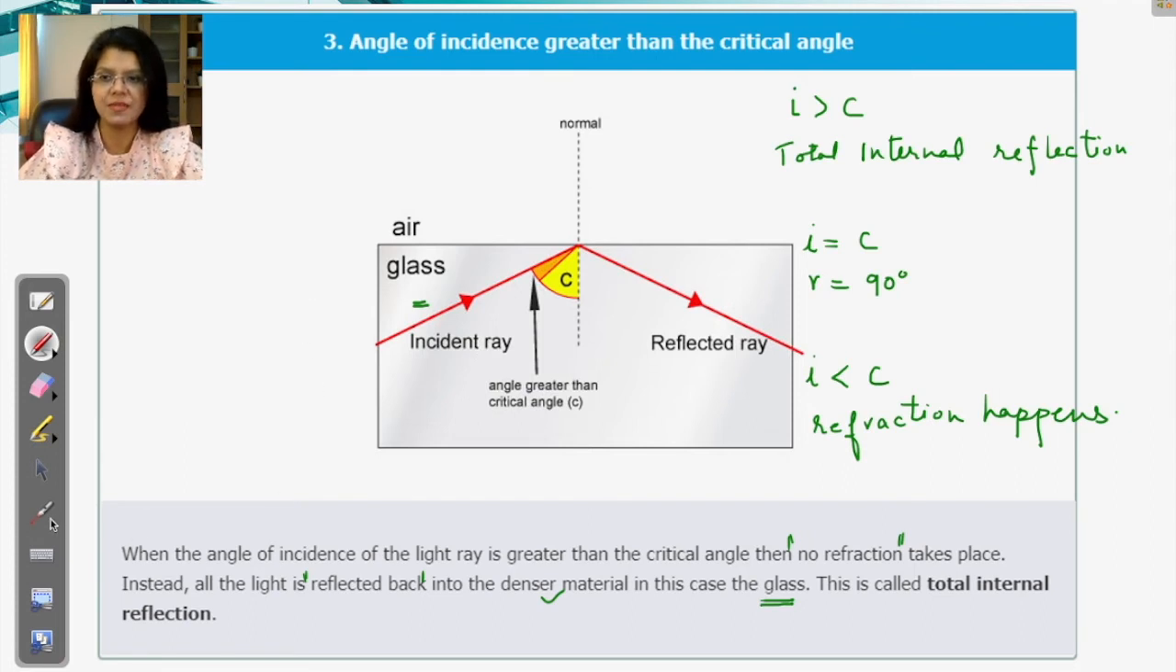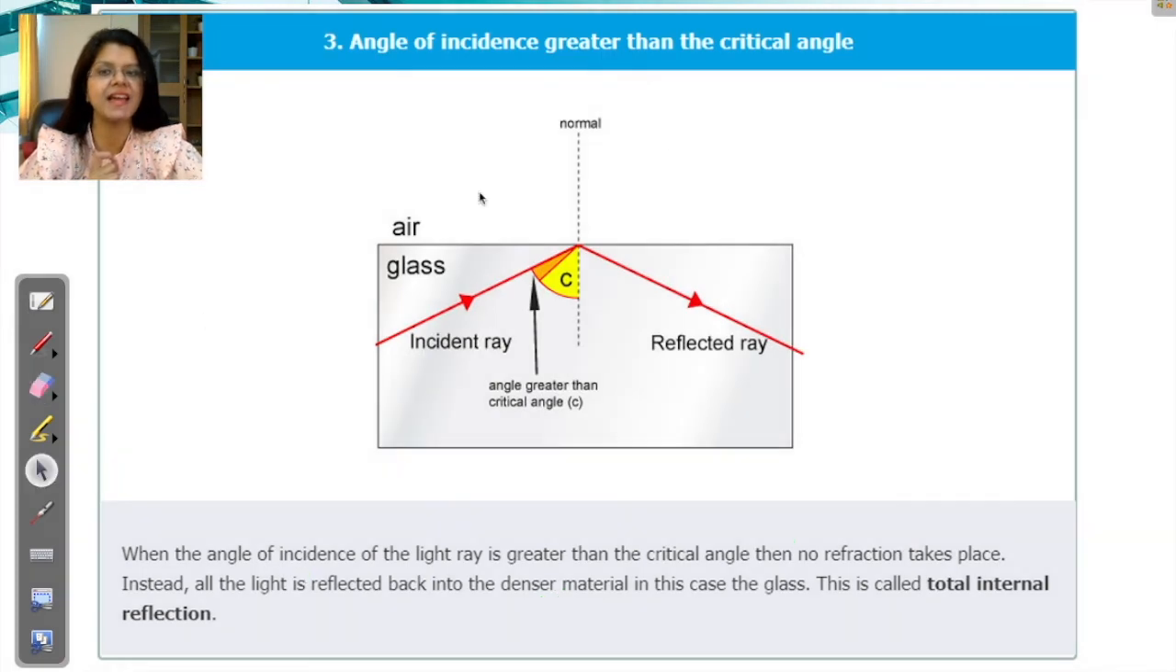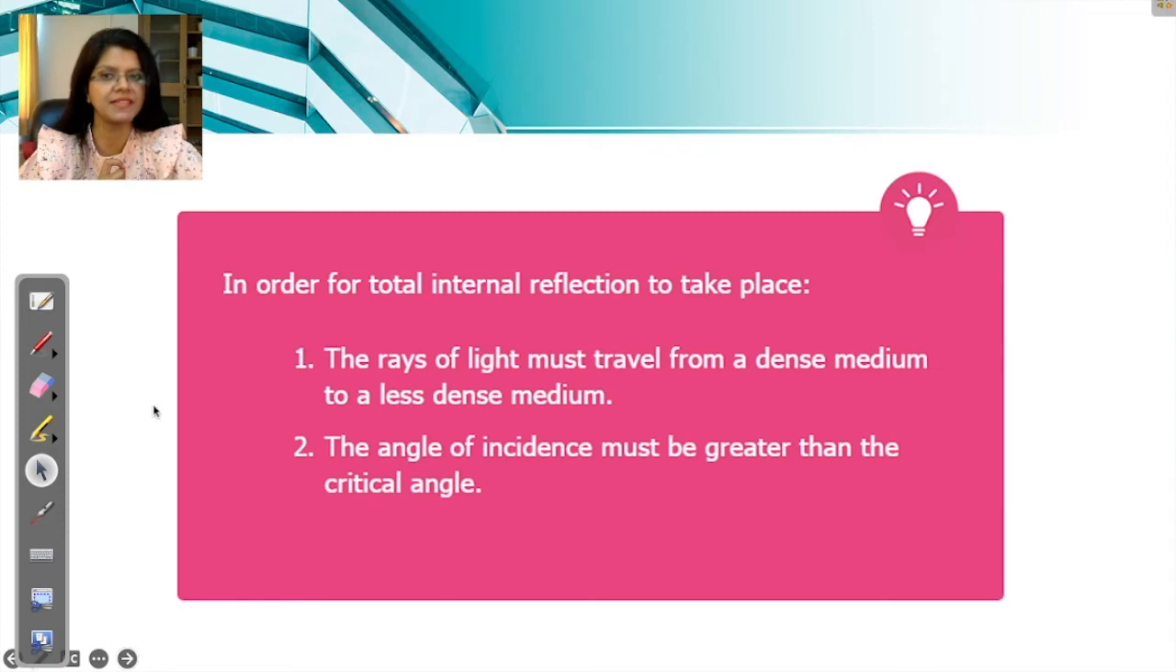So these are some notes that you can write down. When the angle of incidence is less than the critical angle, normal refraction takes place. When the angle of incidence becomes equal to the critical angle, the angle of refraction becomes 90 degrees. When the angle of incidence is more than the critical angle, total internal reflection takes place. This is your understanding and theory about critical angle and total internal reflection.